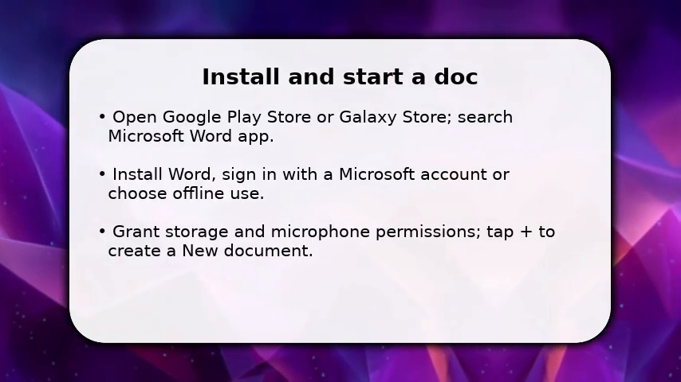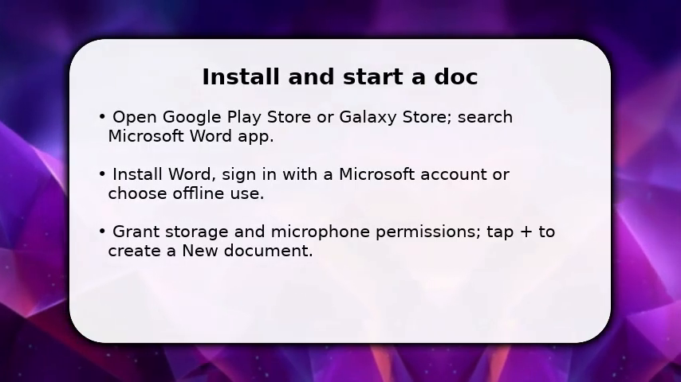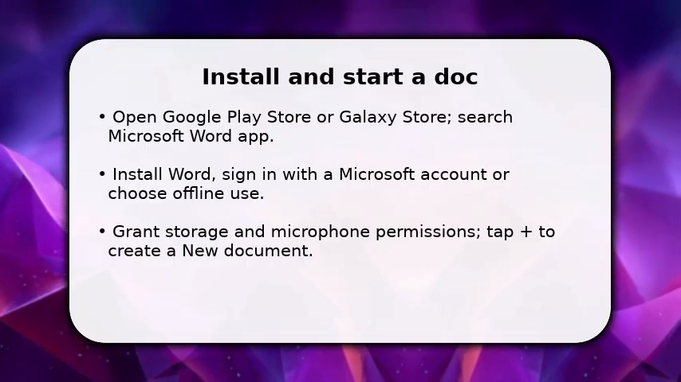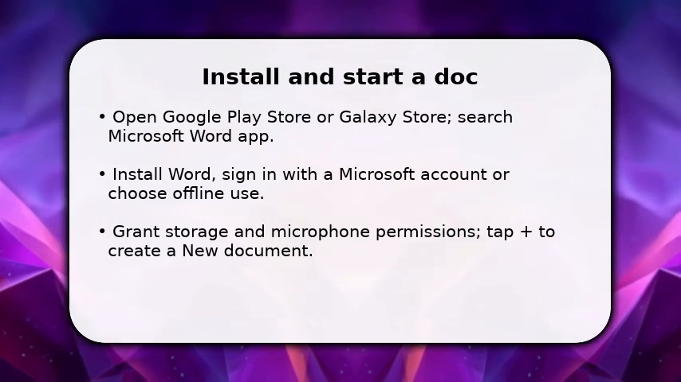Tap the blue plus or new button and select Blank Document to start. Use the on-screen keyboard and basic toolbar to type a title and first paragraph. Make sure autosave is visible if you signed in.